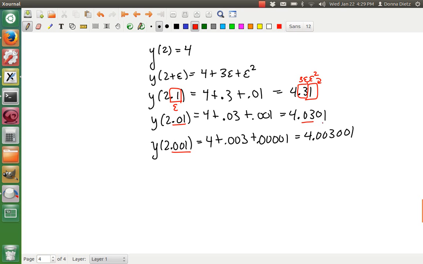Here we have 3 epsilon, epsilon squared. 3 epsilon, epsilon squared. The baby is totally fine, by the way, just so you know. Okay, so some functions have gaps in them, but we can still play this game.